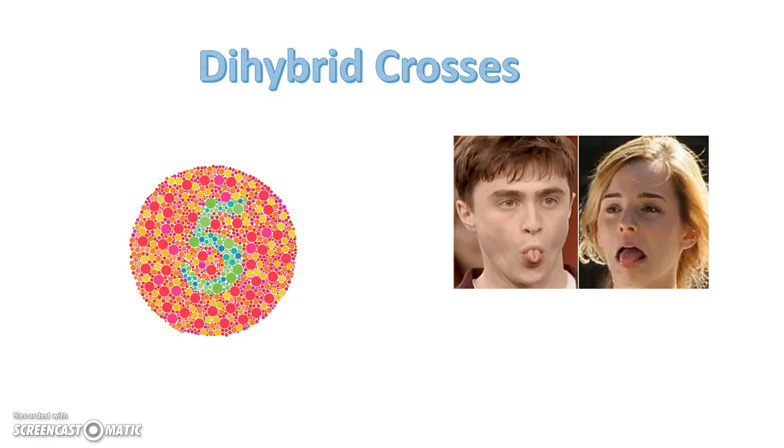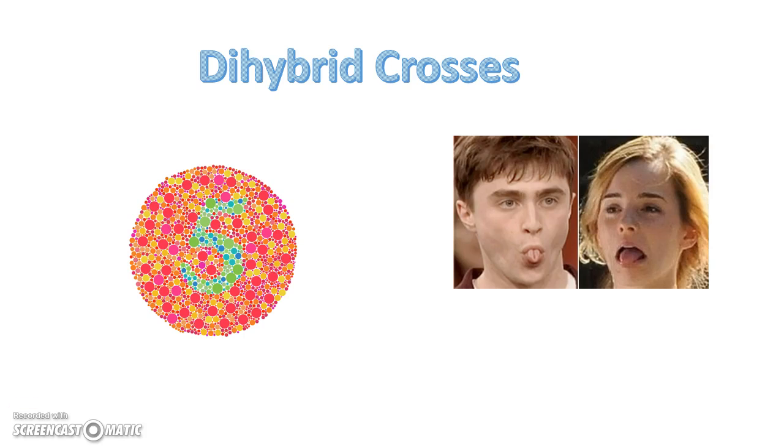Okay, so far in class we have been talking about monohybrid crosses, and we have been talking about incomplete dominance and codominance, and we even talked about multiple alleles, like when it comes to blood types. Well, now we're going to start looking at two traits at the same time.